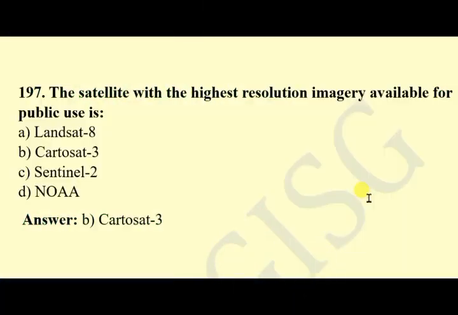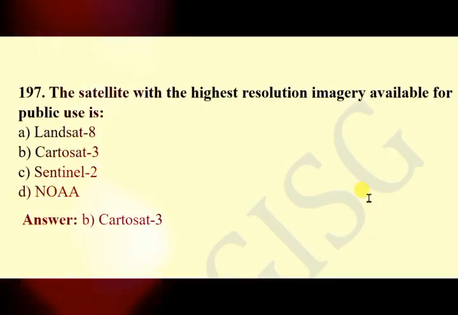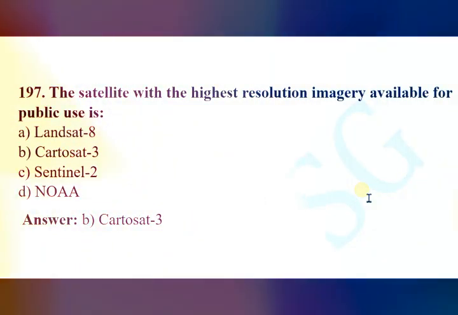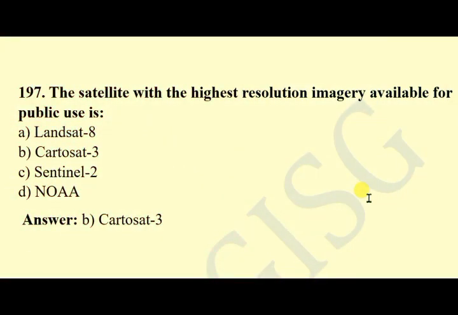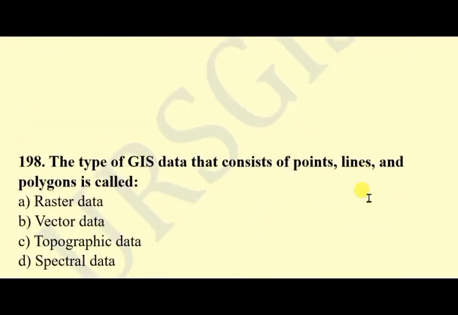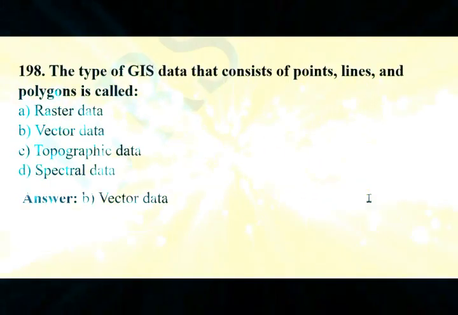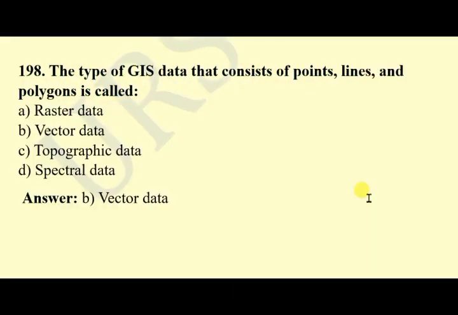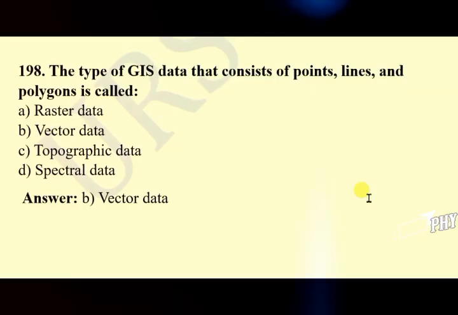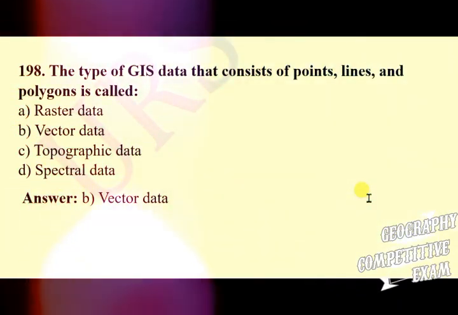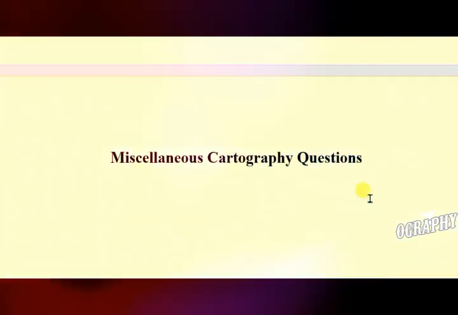Remote sensing and GIS in cartography. Question 197. The satellite with the highest resolution imagery available for public use is Landsat 8, Cartosat 3, Sentinel-2, NOAA. Here the right answer will be Cartosat 3. Question 198. The type of GIS data that consists of points, lines and polygons is called raster data, vector data, topographic data, spectral data. The right answer will be vector data.